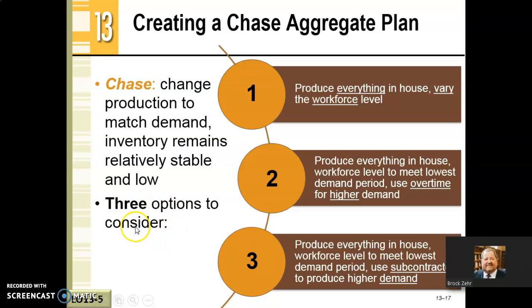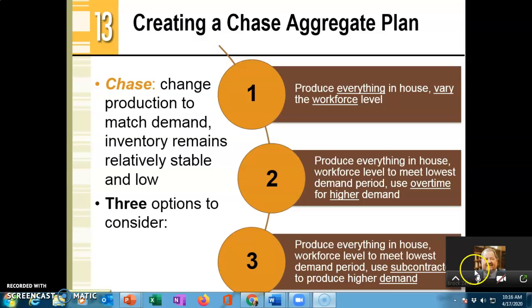There are three ways that you can implement to meet the demand requirements. One, you can produce everything in-house and vary your workforce level, either with number of workers or number of production lines. Two, you can produce everything in-house and set workforce level to meet the lowest demand period and then use overtime for higher demand periods. And then lastly, you can produce everything in-house and set workforce level to meet the lowest demand period and subcontract out when you have to produce higher demand. So those are your three options.